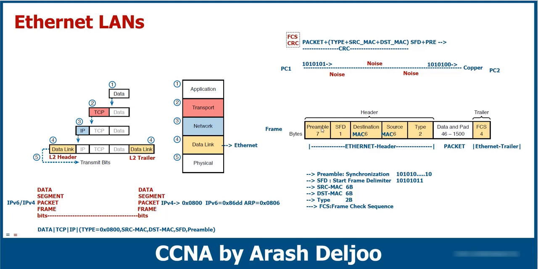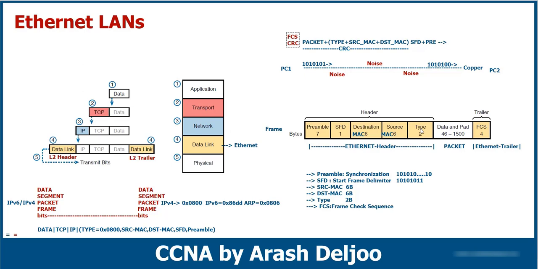Let me review. The function of the preamble is synchronization, with 7 bytes. We are using the preamble for synchronization. The function of the SFT, or start frame delimiter, is signifying that the next byte begins the destination MAC address field. The preamble and SFT are totally used for the same function. Then destination MAC and source MAC. Destination MAC, with 6 bytes length, identifies the intended recipient of this frame. Source MAC, again with 6 bytes length, identifies the sender of this frame.